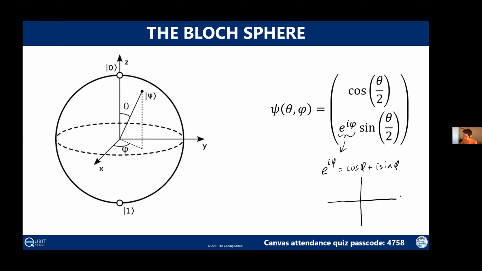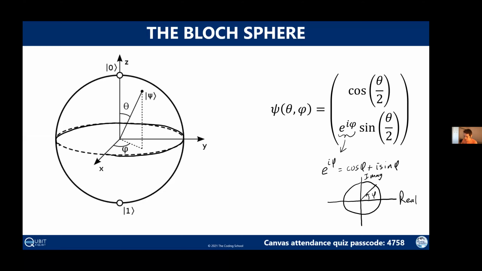If we put our real part on the x-axis and our imaginary part on the y-axis, then e to the i phi is exactly just the unit circle, and phi tells you how far around the unit circle you are. So this e to the i phi term is kind of like a circular term. It moves you in a circle. And this circular picture, by the way, is exactly the circle in the middle of this sphere.